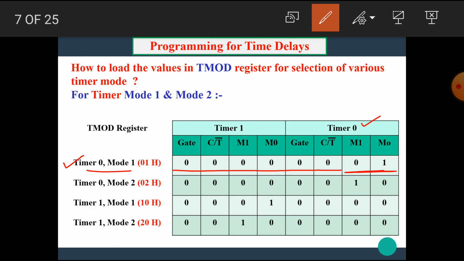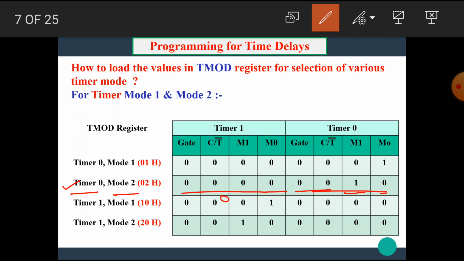That means we have to give the value 0000, that means 0, and 0001, that means 1, so 01H. If we want timer 0 in mode 2, we can select mode 2 by using the combination M1 equal to 1 and M0 equal to 0, and the other bits are 0. Hence we get the combination 0000, that means 0, and 0010, that means 2. That means by giving the value 02H, we can set timer 0 in mode 2.